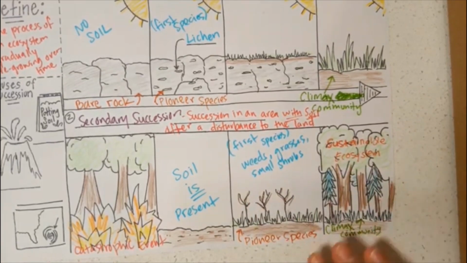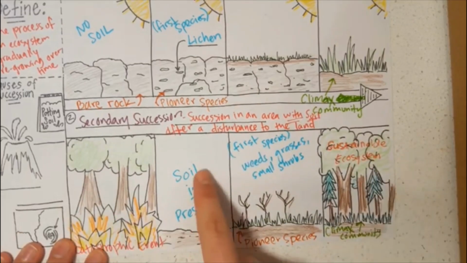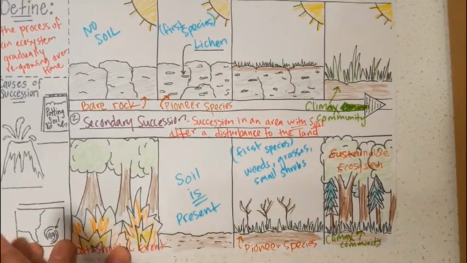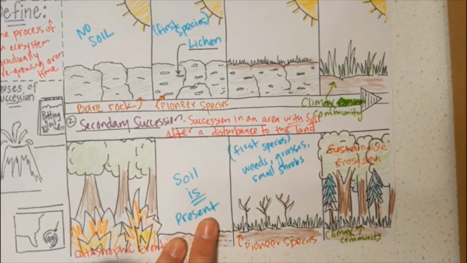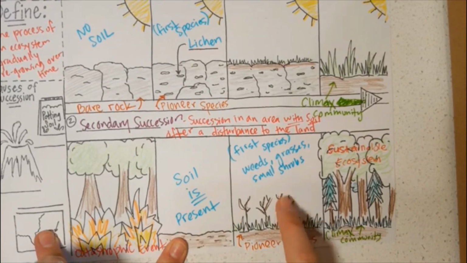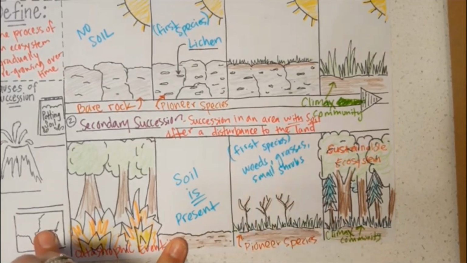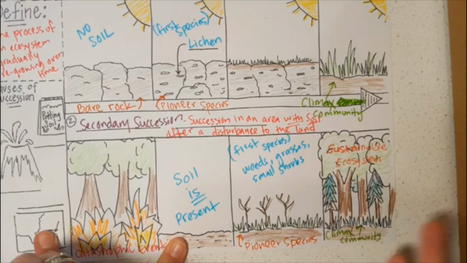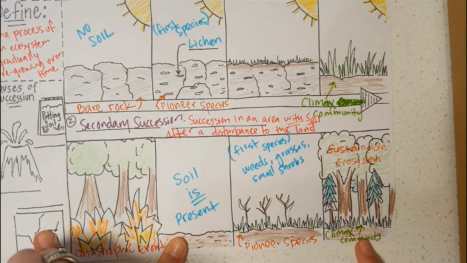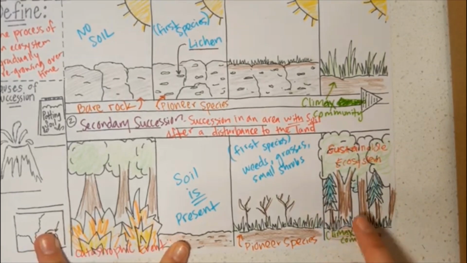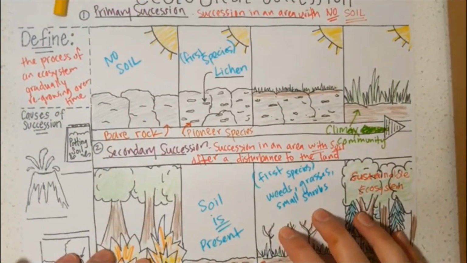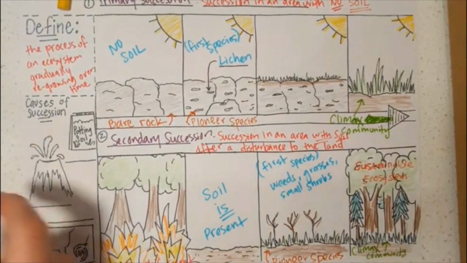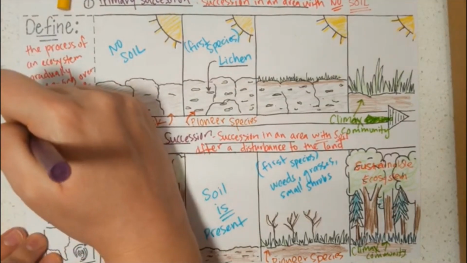Okay, that's the recap for secondary. It does start with soil is present. A catastrophic event comes in, disrupts an ecosystem, leaves soil. That soil then is able to support pioneer species such as weeds, grasses, and small shrubs. Those continue to grow. Insects and small mammals return, and the ecosystem keeps on growing until it reaches its climax community, where it is sustainable to support life in that ecosystem. Okay, there we go. We're going to go over these causes of succession next, and these are just examples.